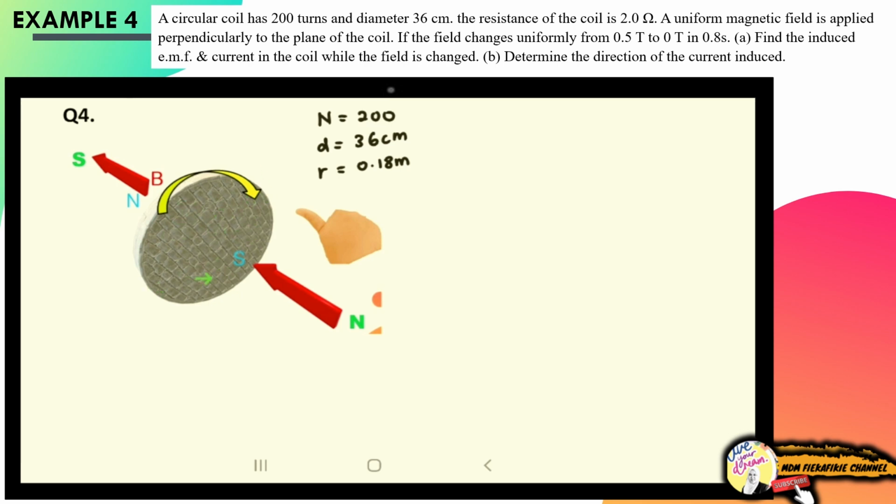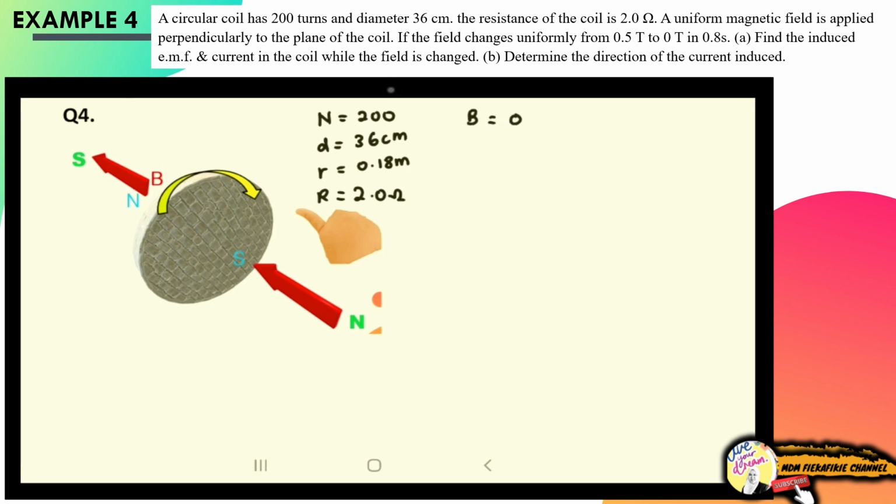Okay, so the magnetic field, okay, given that the resistance of the coil is 2.0 ohm and the uniform magnetic field is applied perpendicularly to the plane of the coil. So you can see here we have the red arrow, where this arrow is the uniform magnetic field that applied perpendicularly to the plane of the coil. So this is the coil and we try to apply the magnetic field that is perpendicular to the plane of the coil.